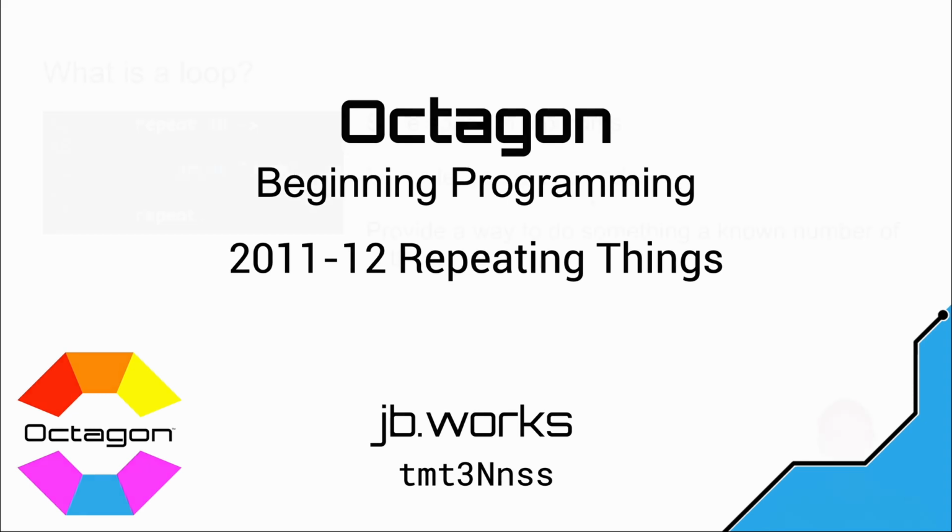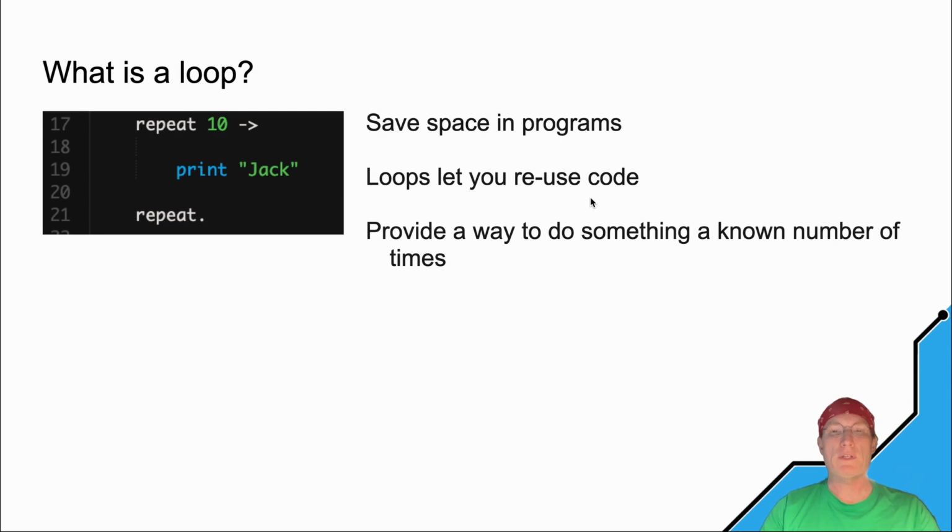or repeating things. Okay, so first of all, what is a loop? A loop basically lets you do something over and over again a number of times. So a quick example here is this is a repeat statement, which is one of the ways you can loop in Octagon. And what it says is I want to repeat whatever's below here 10 times. And then it will get to here and it will go back up and it will do that 10 times in a row. So this will print Jack 10 times in a row.